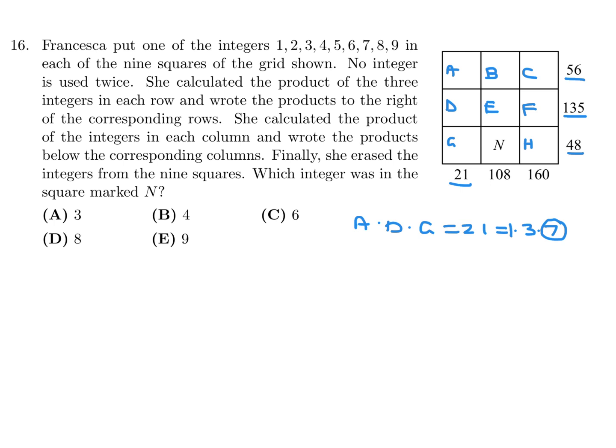Because 135 and 48 are not. So 7 has to be here, because 21 is divisible by 7 and 56 is divisible by 7. So that's sort of the strategy. And as you can see, this is going to take a little bit of time, but hopefully we can do it pretty quickly.